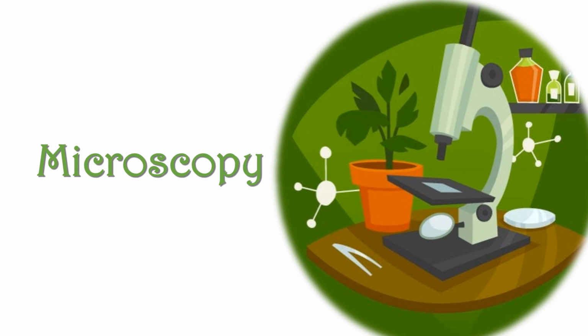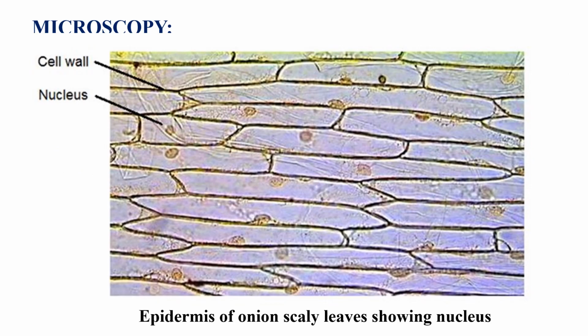About the microscopy, there are only a few data available about the microscopical examination of onion bulb. The most important of those data is that the epidermis of the onion's scaly leaves shows a very big nucleus that can appear under microscopical examination, as you can see here in this picture.